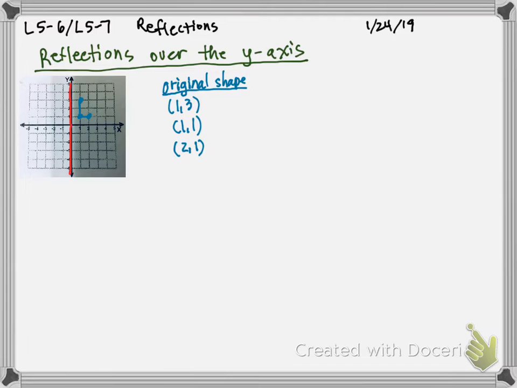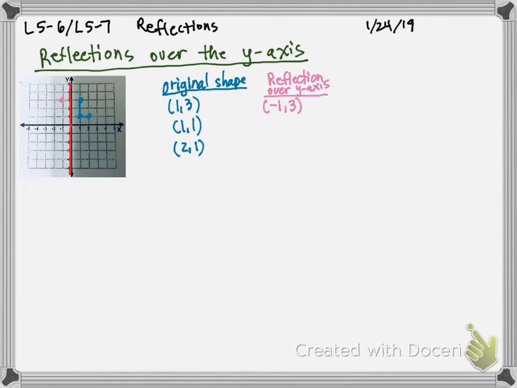Okay, so now let's do our reflection. And that's going to be over the y-axis. And so I'm going to do it point by point. So let's go to that (1, 3). So (1, 3) is at 3 on the y-axis. It's 1 to the right, so our reflection is going to have to be 1 to the left. So if I write that ordered pair, I'm going to get (-1, 3).